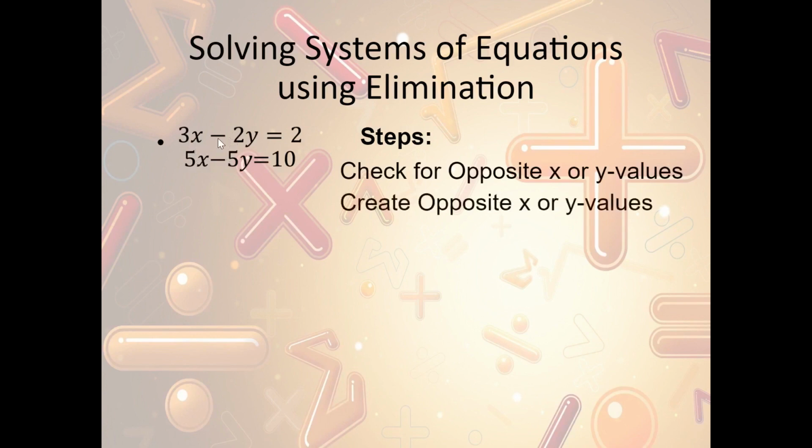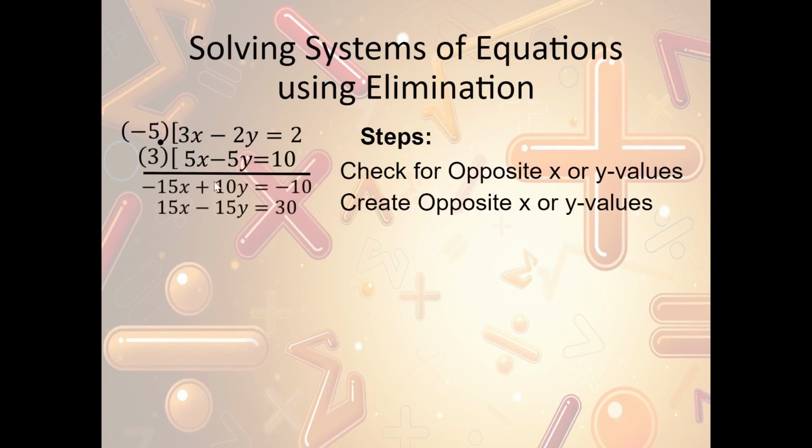Again, I can pick the x's or the y's, it doesn't matter. I'm going to go ahead and choose my x values. So I'm going to multiply this one by negative 5, and this one here by 3. So that gives me negative 15x and positive 15x. Now I can just go ahead and multiply.